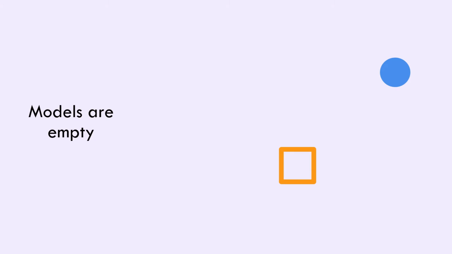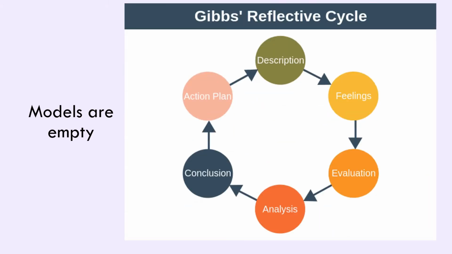Models are essentially empty. A good example of this is Gibbs's reflective cycle. This model consists of 6 empty stages. Description: it is upon us to fill this category with a description. Feelings: we fill this category with our feelings. Evaluation, analysis, conclusion, and so on. All of these categories are empty. They require information.